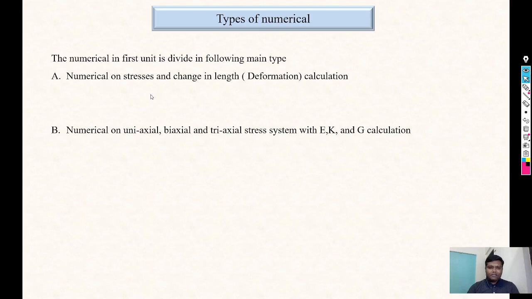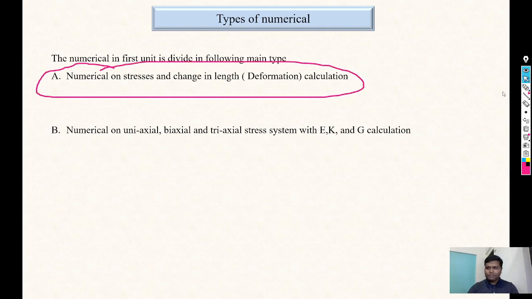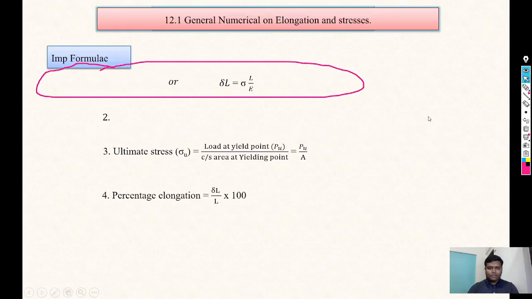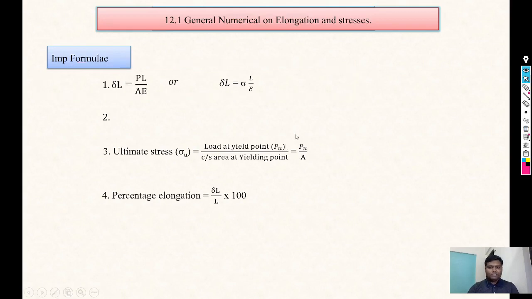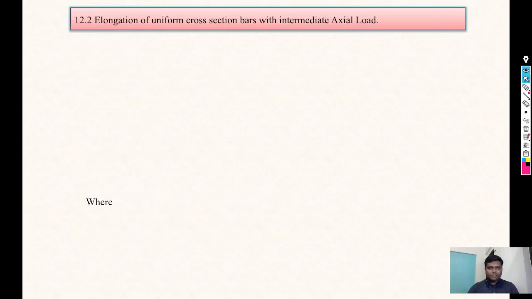Then this point is also already discussed in the previous videos. The types of numericals related to simple stress and strain I have divided into two types. Now first we are discussing this one, the first part. Then the next one is the formulas which are important for the first part, the general numericals. For the general numericals and stress calculations, these are the important formulas, already discussed, please see the previous videos.